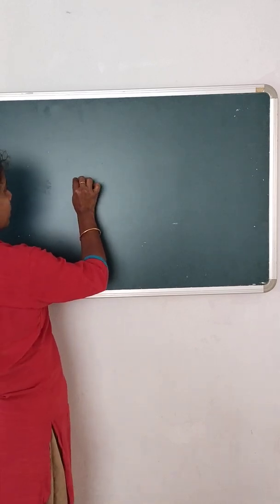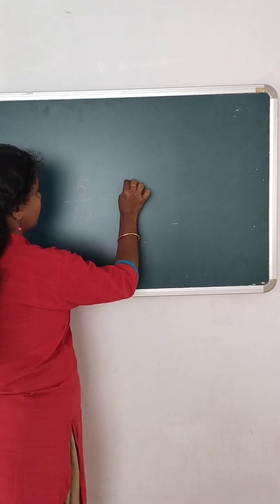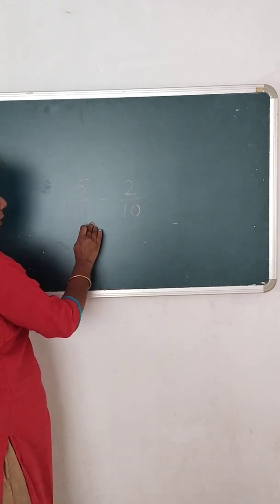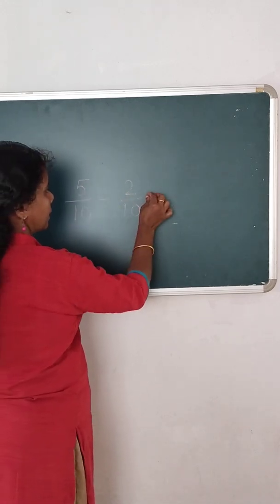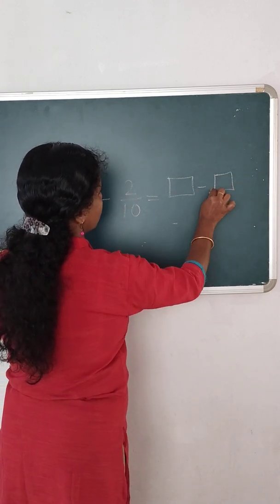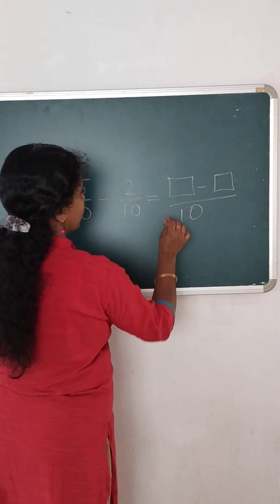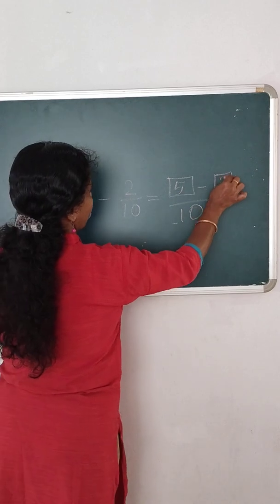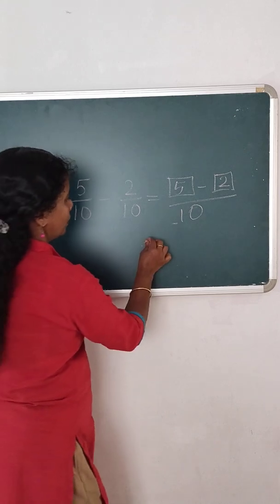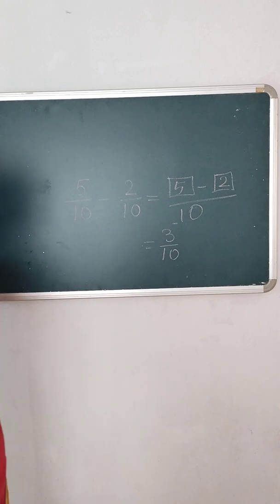Now the next question. 5 by 10 minus 2 by 10. That means 2 by 10 should be subtracted from 5 by 10. So what will be the numerator here? What will we write? 5 minus 2. That means 2 should be subtracted from 5. So what will be the answer? 3 by 10.